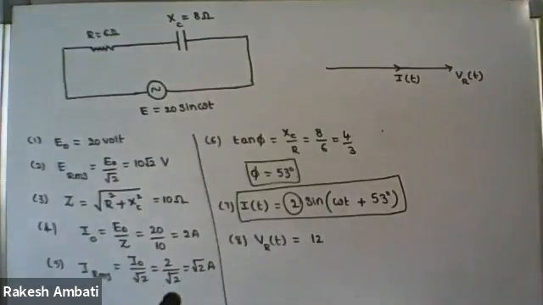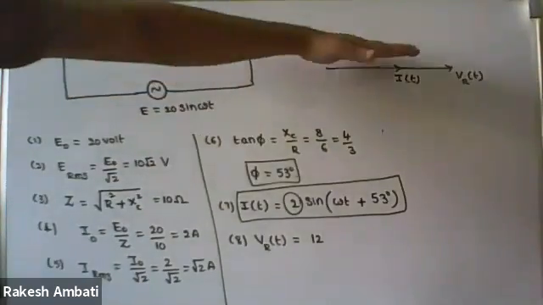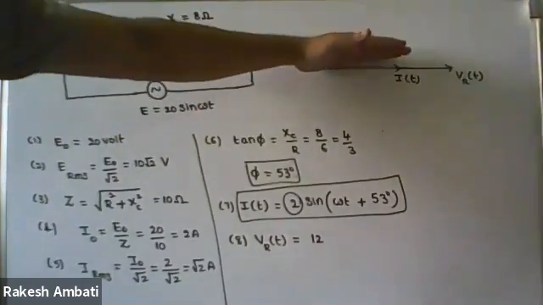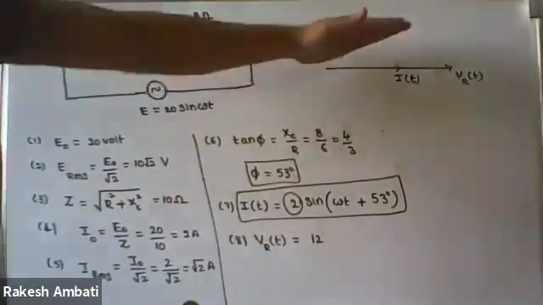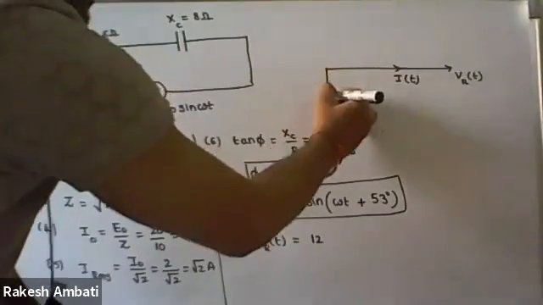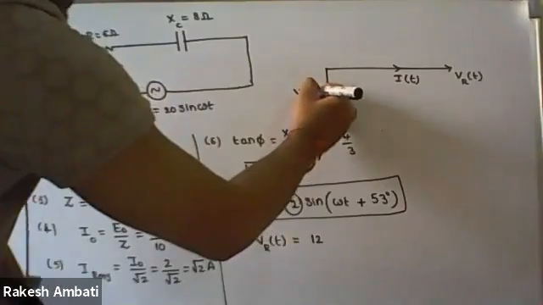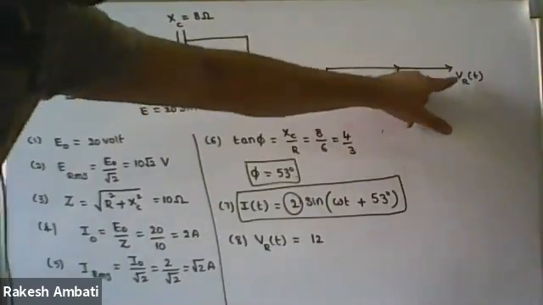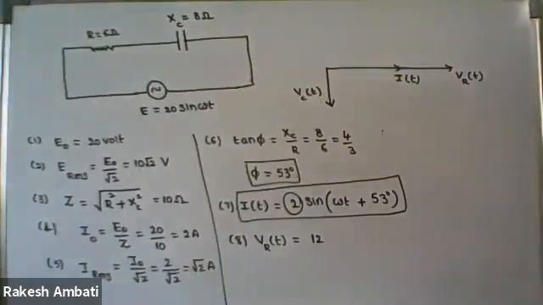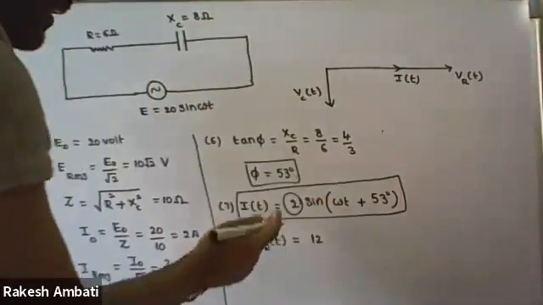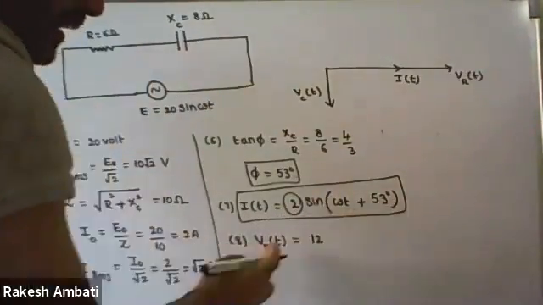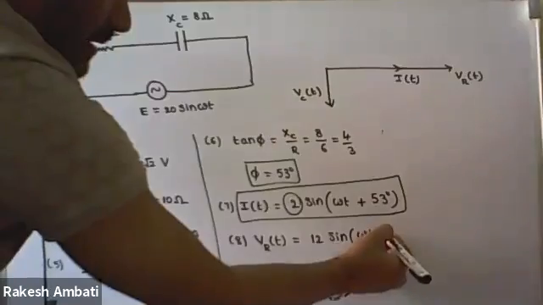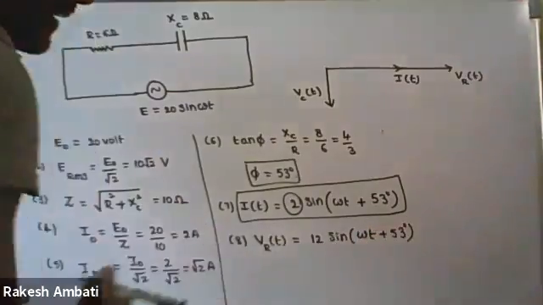Now in the case of a capacitor, with respect to current, does EMF lead or lag? With respect to current, EMF lags. So it is VC. If I want to find VR, how are current and VR? Same phase. So VR is V naught sine function of the same phase, omega t plus 53 degrees.